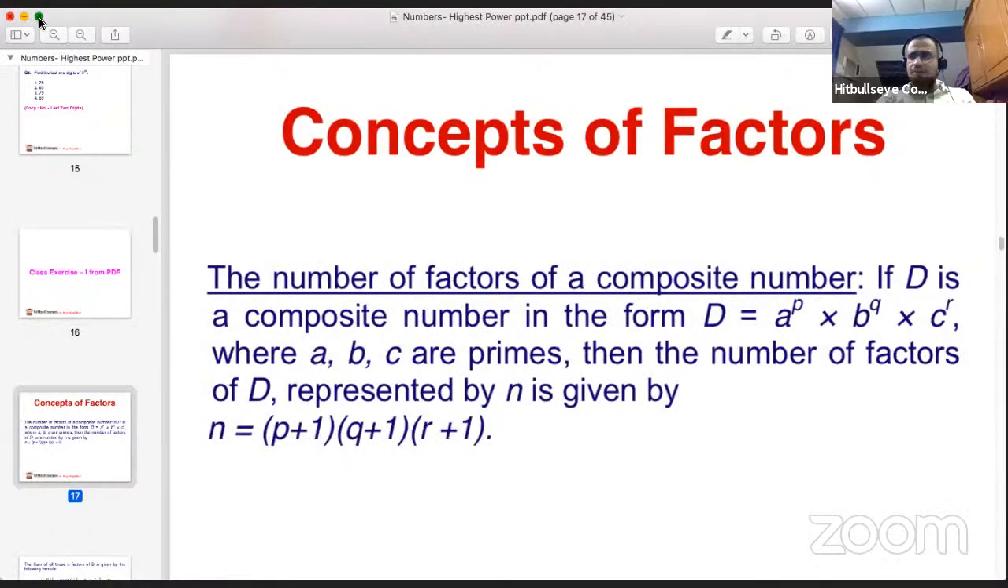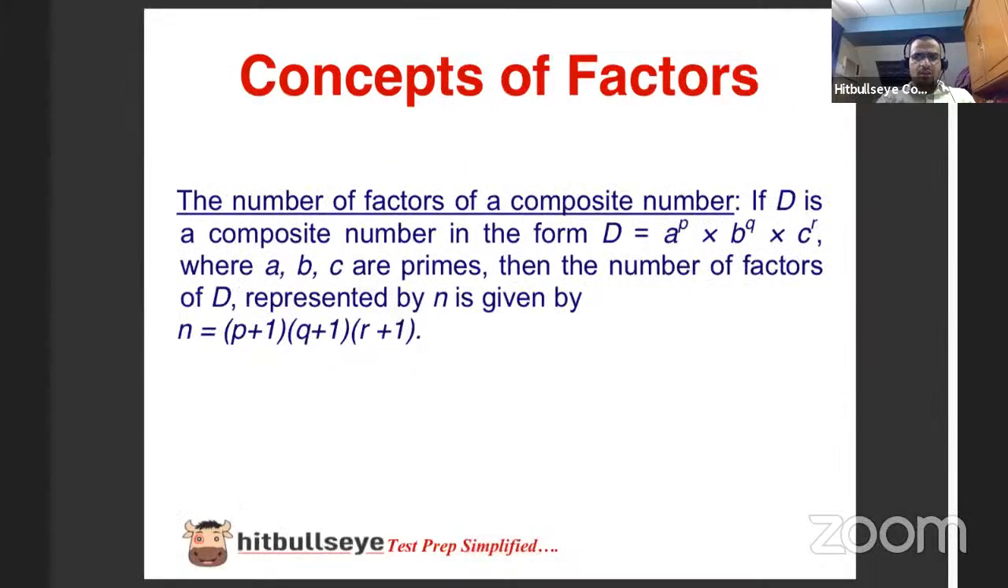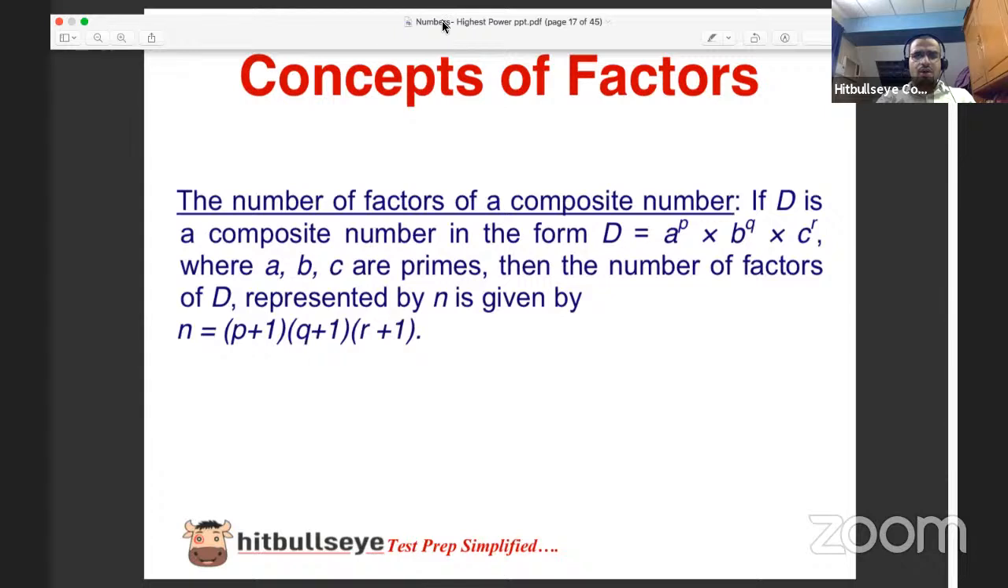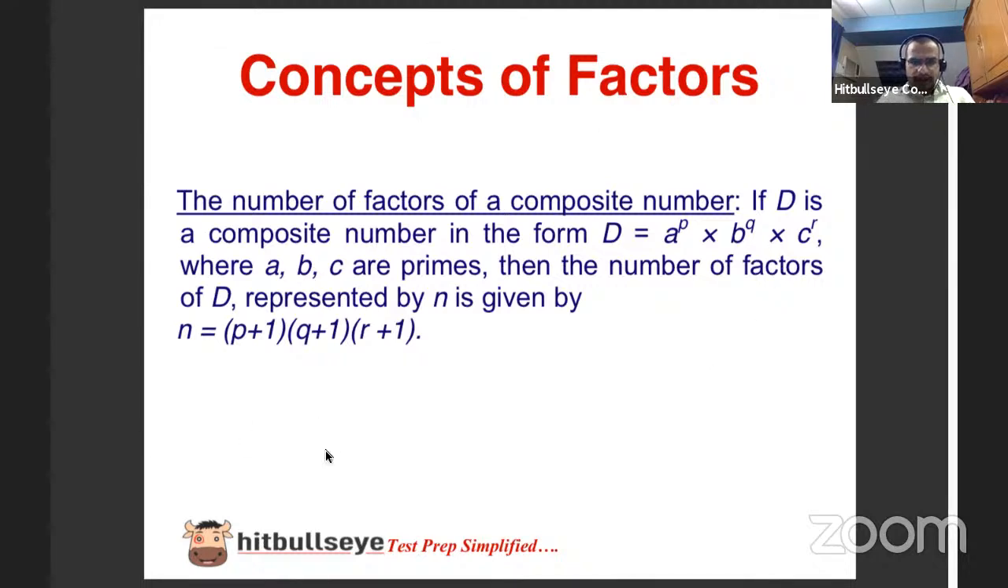All right. Let's go to the second half of the class where we are talking about the concept of factors. Now, how many factors will be there for a given number? How will we go about it? It is given by when we write down the number in the form of prime factorization, d is equal to a raised to power p into b raised to power q into c raised to power r, where a, b and c are the primes. Then the number of factors is given by n is equal to p plus 1 into q plus 1 into r plus 1. This gives me the total number of factors of d.